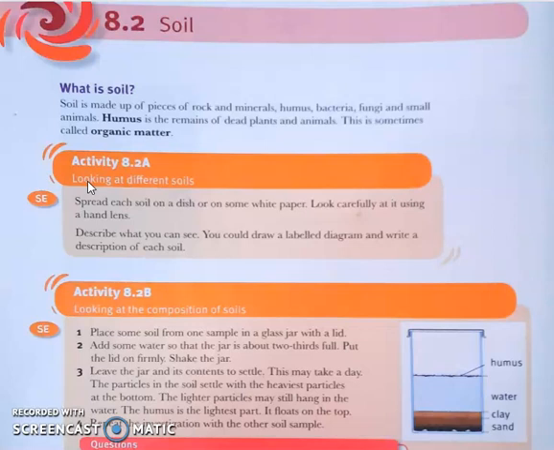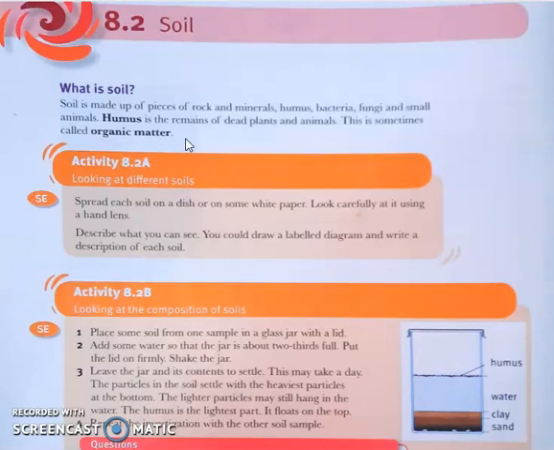So what is a soil? Soil is made up of pieces of rock and minerals and humus, bacteria, fungi and small animals. So, what is humus? Humus is the remains of dead plants and animals. This is sometimes called organic matter.